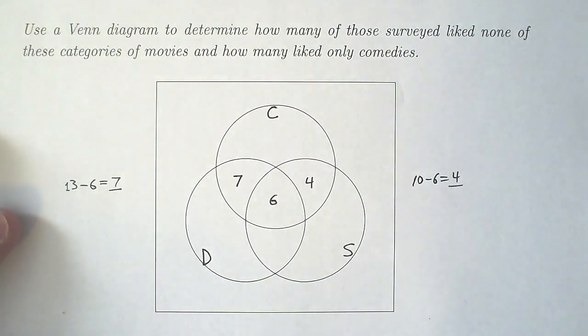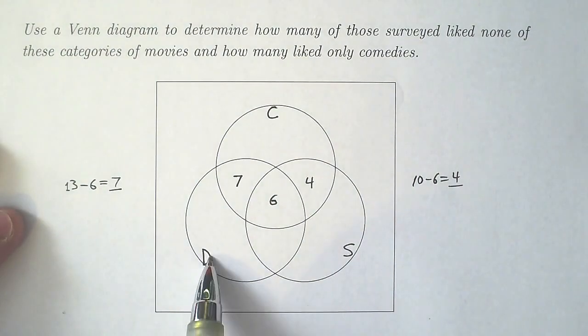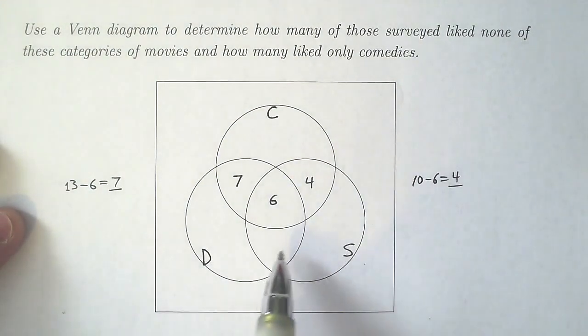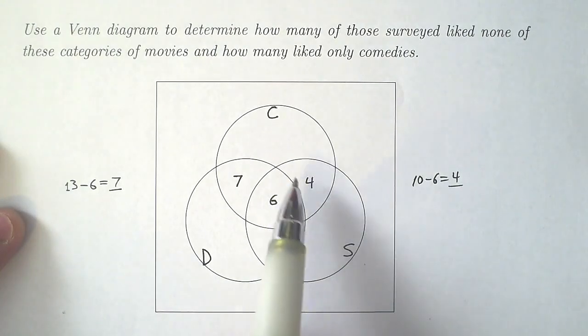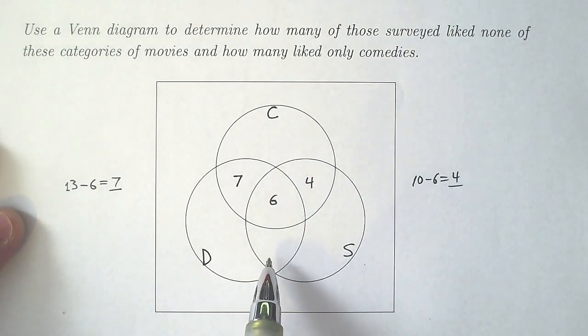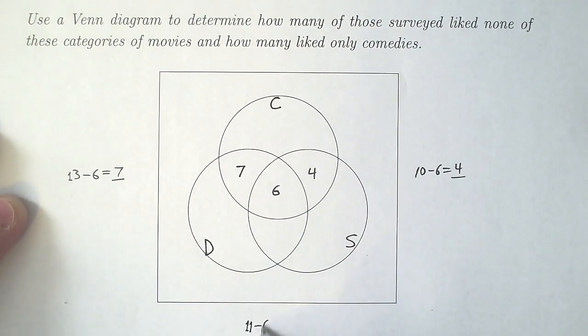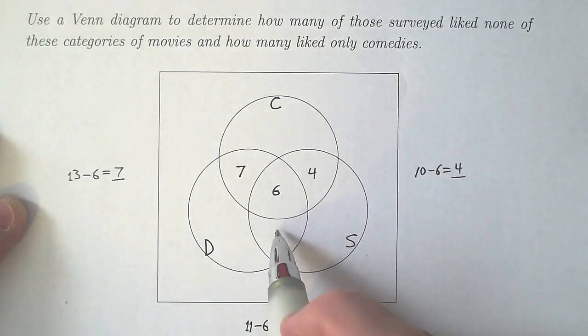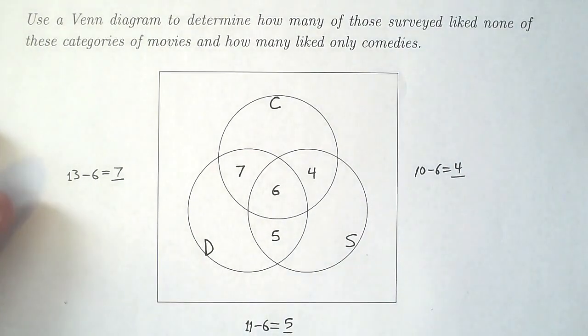And we keep going like this. Next piece of info up above says 11 people like dramas and science fiction. Here's drama, science fiction. Intersection of those two circles is another football shape. We want 11 people to be in there, so 11 minus the 6 we already have means I need 5 people here.